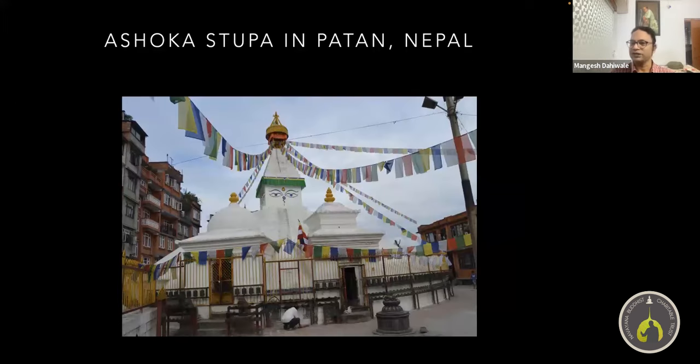Ashoka Stupa in Patan, Nepal. Nepal, though it is now a separate nation state, its importance cannot be underestimated when we look at the history of Buddhism, which we are going to look at in the next lectures. But this is the Ashoka Stupa in Patan, and Nepal has a continuous history of Buddhism over a long period of time. And it becomes a kind of template to understand what might have happened to Buddhism in India.